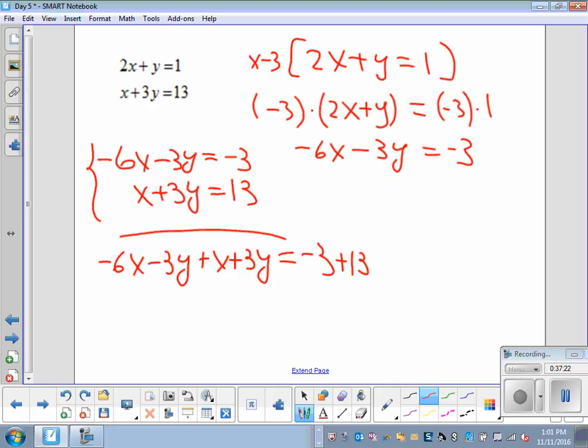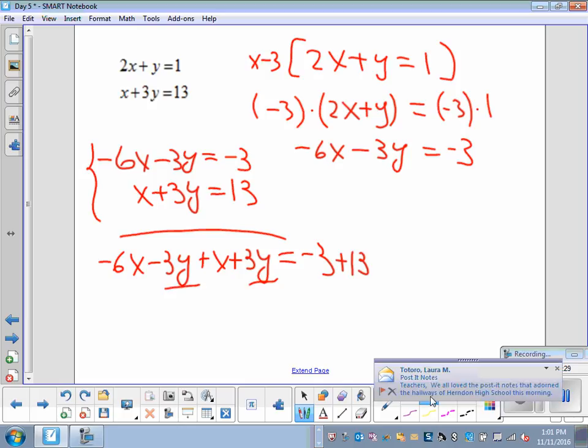See what I'm doing here? I'm trying to eliminate y. So minus 3y will cancel with plus 3y, and what I have is negative 6x plus x. So negative 5x equals negative 3 plus 13, which is just 10.